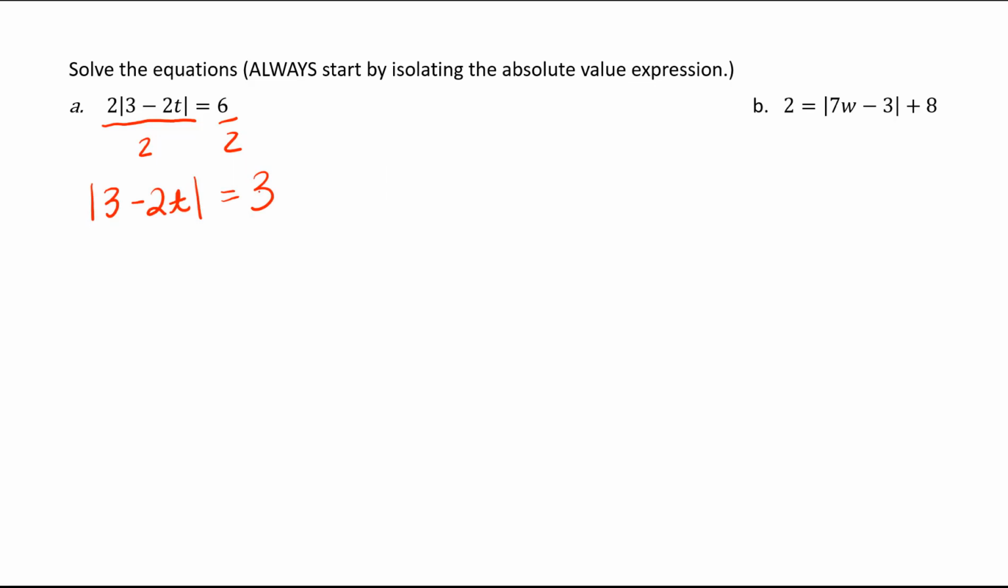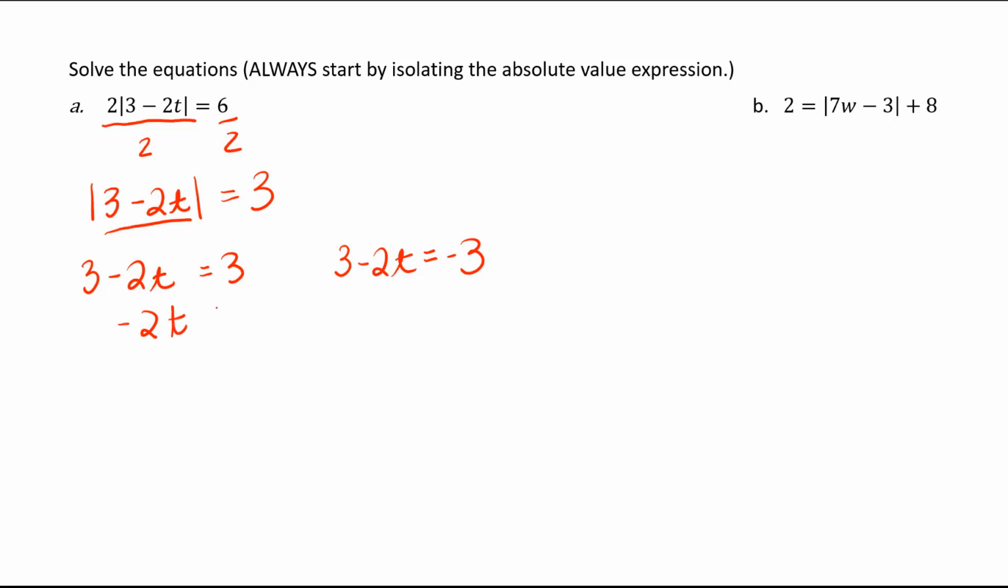All right, well, what does that mean? If the absolute value of this stuff is equal to 3, then this stuff is either 3 or it's negative 3. One or the other. So either 3 minus 2t is 3 or 3 minus 2t is negative 3. That's the only way that its absolute value could possibly be 3. So this is how you set this problem up. You just say, well, either that stuff is 3 or it's negative 3. So now you just solve.